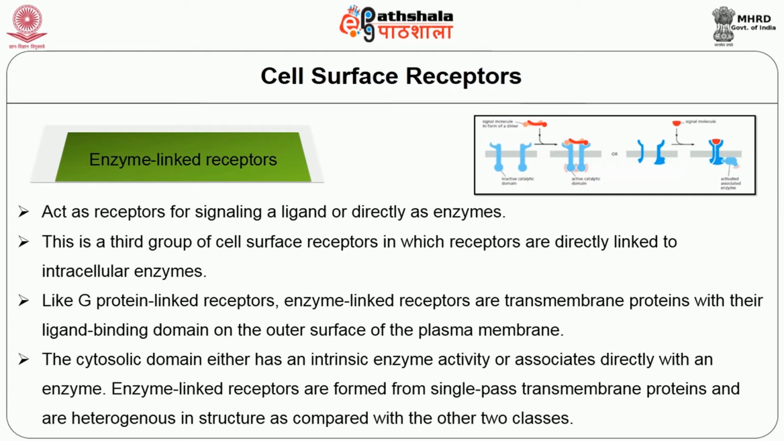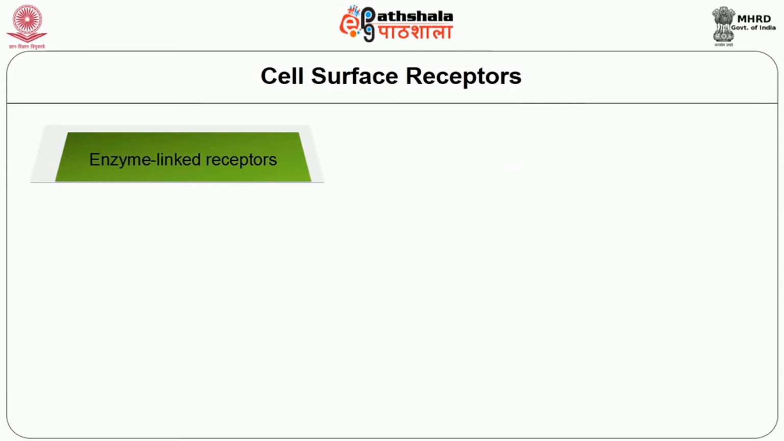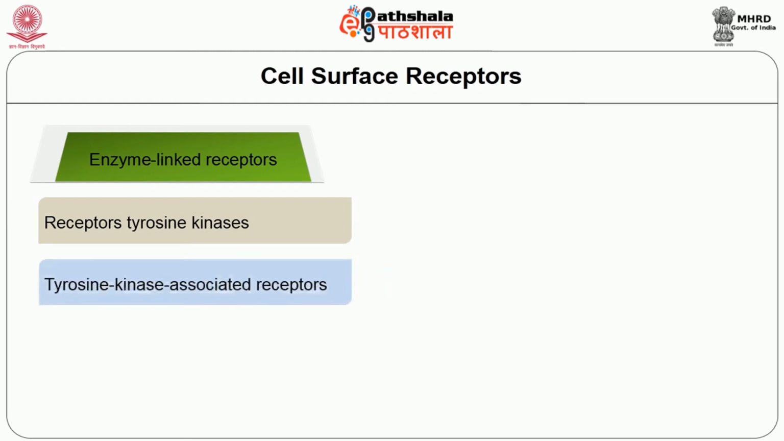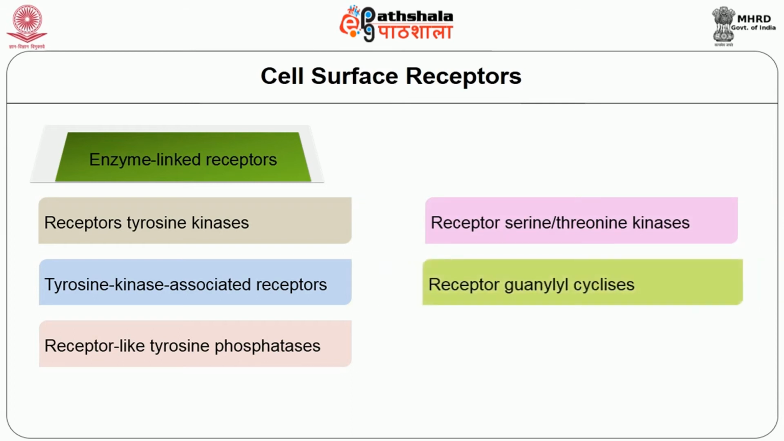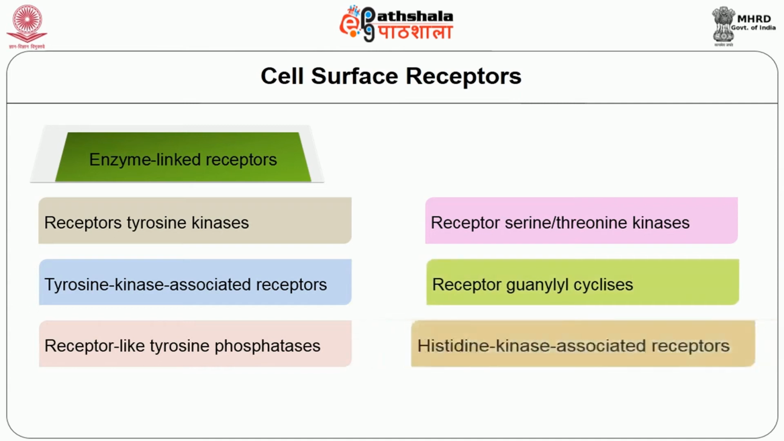The enzyme linked receptors are formed from single pass transmembrane proteins and are heterogeneous in structure, which is shown in the figure, as compared with the other 2 classes. There are 6 classes of enzyme linked receptors which have been so far recognized. One is the receptor tyrosine kinases. Second, tyrosine kinase associated receptors. The third one is receptor like tyrosine phosphatases. Fourth, receptor serine or threonine kinases. Fifth, receptor guanylyl cyclases. And sixth is the histidine kinase associated receptors.